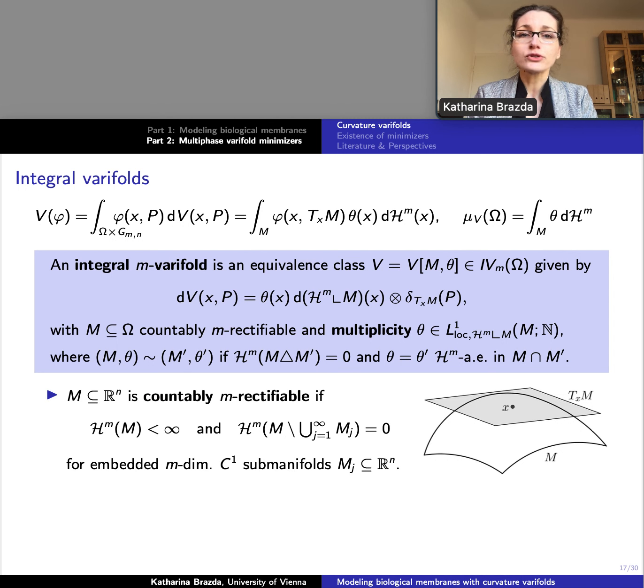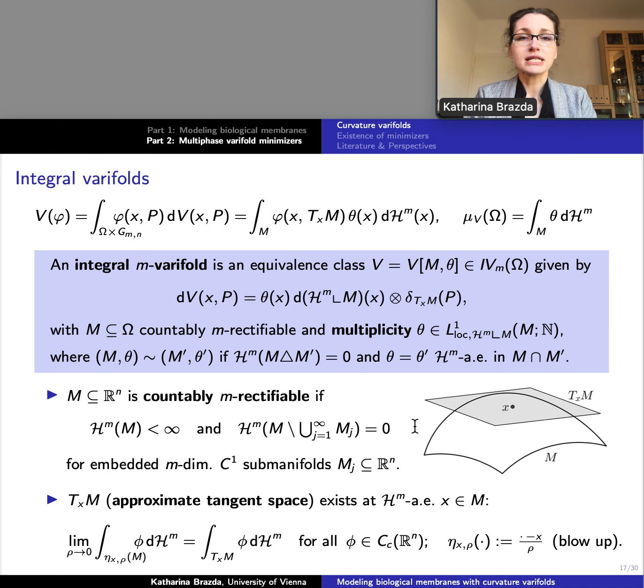Here, a set is countably m-rectifiable if it has finite m-dimensional Hausdorff measure, and up to a set of Hausdorff measure 0 coincides with a countable union of C1 submanifolds. And approximate tangent spaces are then given by this blow-up limit here, and in fact, their existence is equivalent to countable rectifiability.